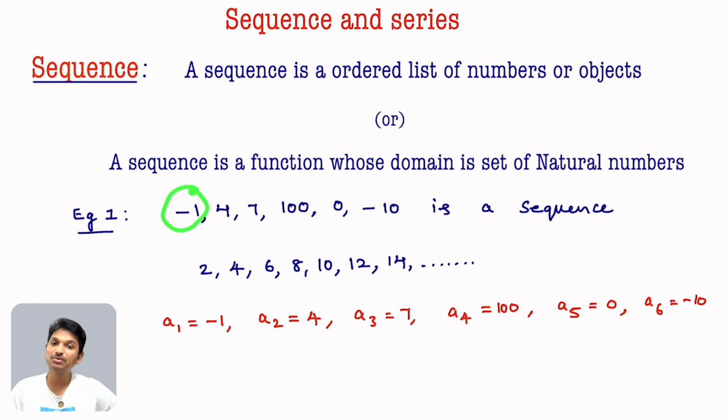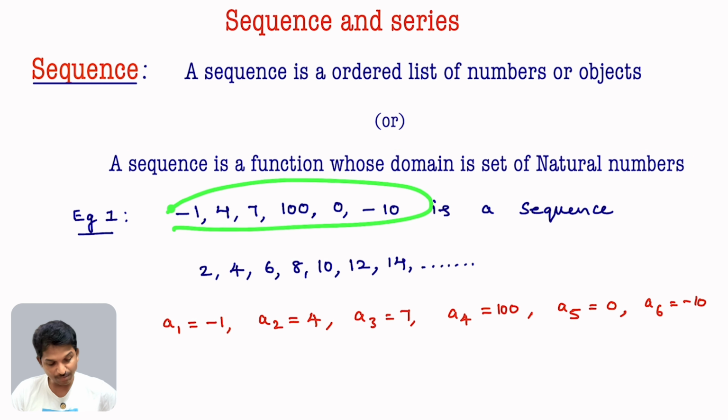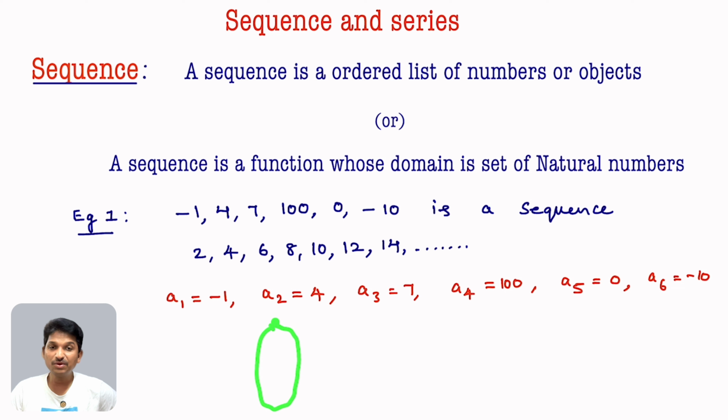In some books, they give the definition like this also: sequence is a function whose domain is the set of natural numbers. It's very simple here. I'll take this example only. Sequence is a function whose domain is the set of natural numbers, like 1, 2, 3, 4, 5, 6, like this.